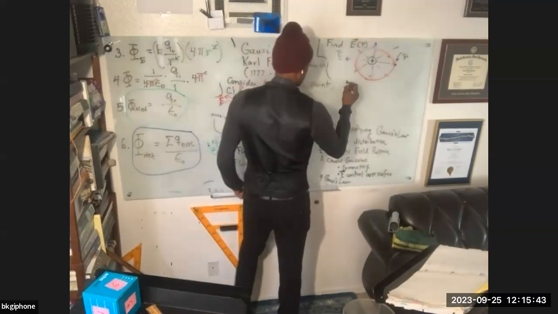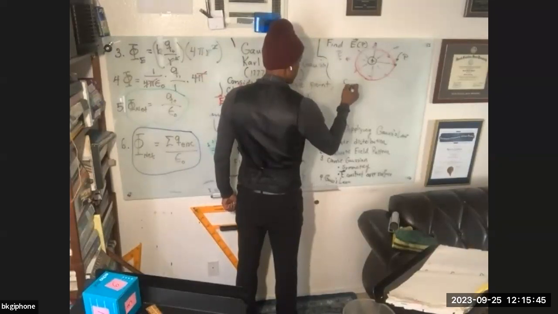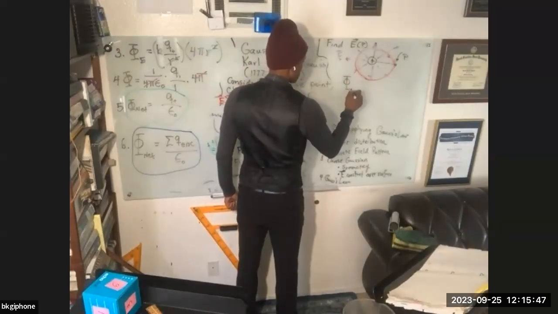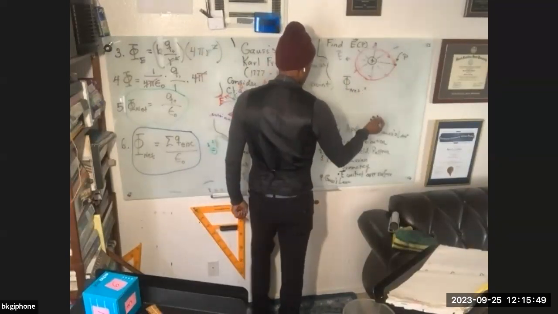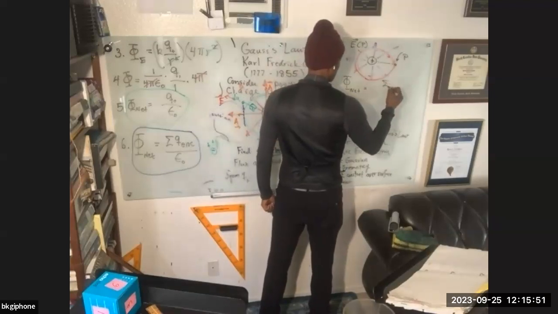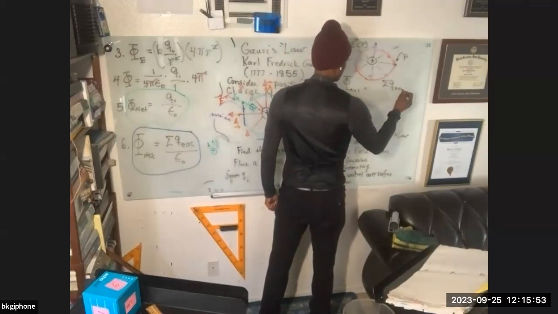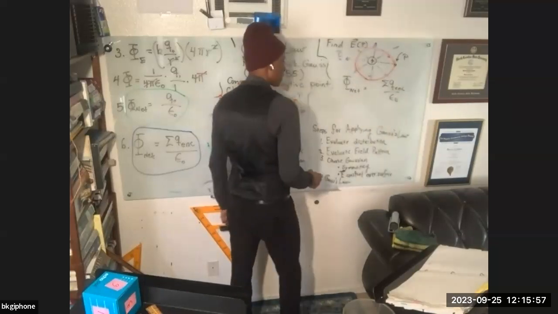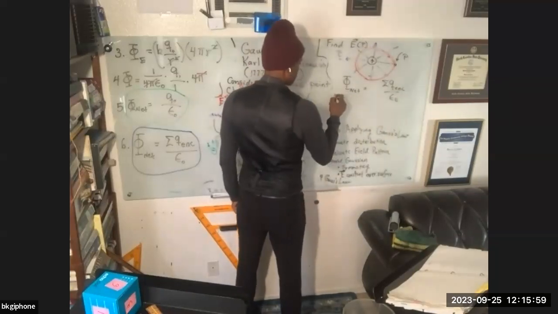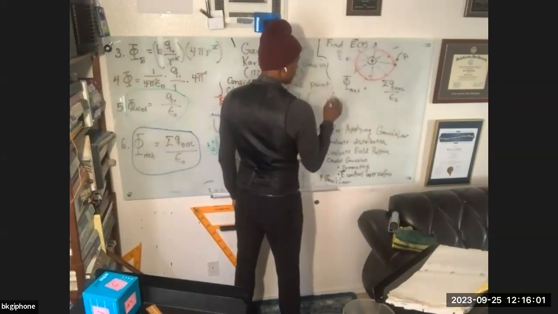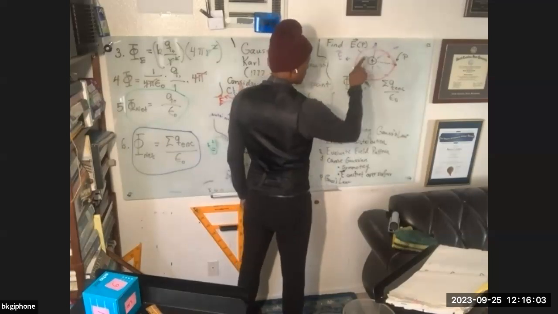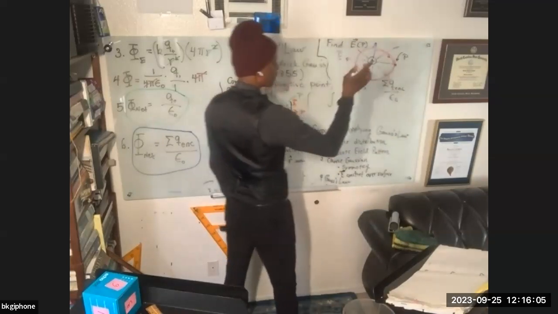Okay, so Gauss's law says that the net flux over my Gaussian surface has got to be equal to the total charge enclosed inside divided by epsilon naught. Okay, so this is an integral. So that's going to be the integral. Now here's the thing. With Gauss's law, the Gaussian surface is always a closed surface.